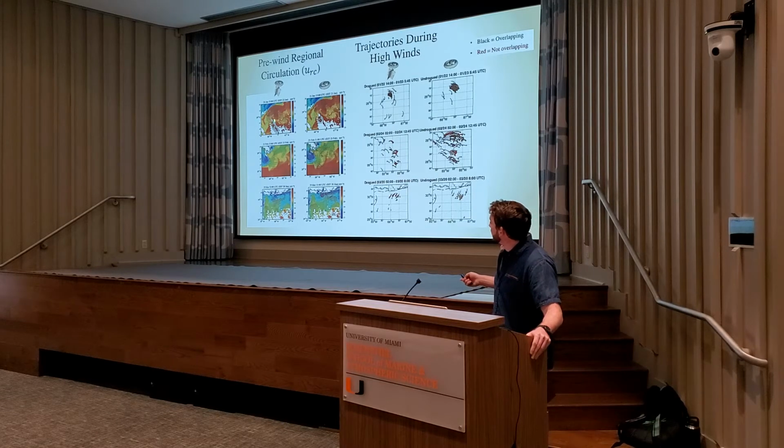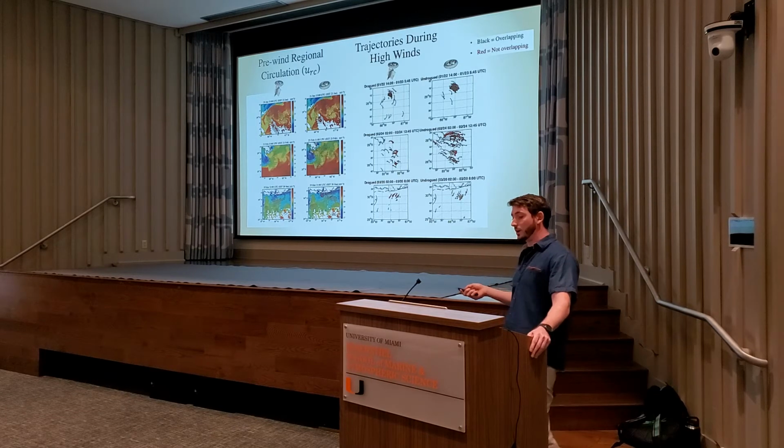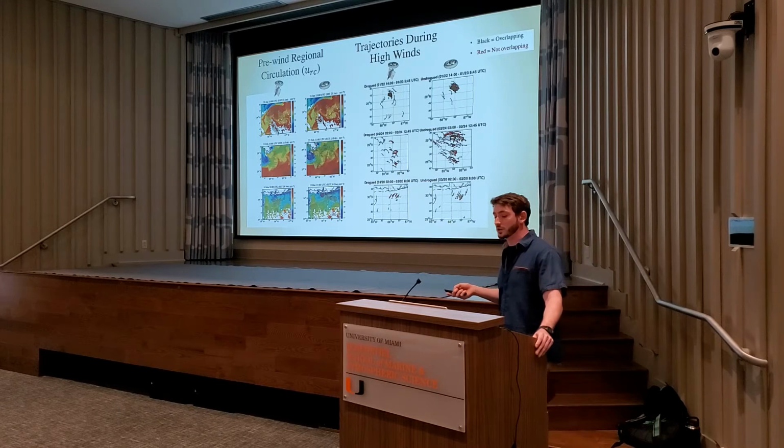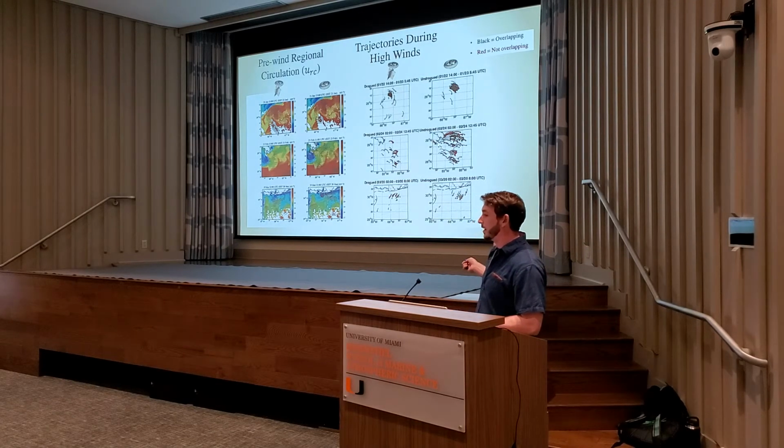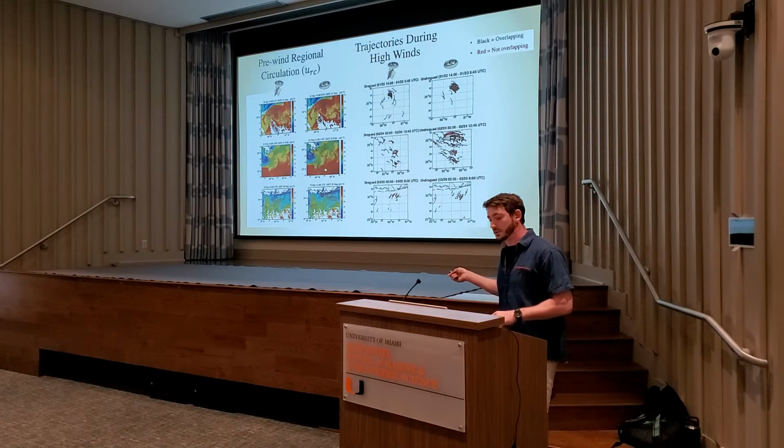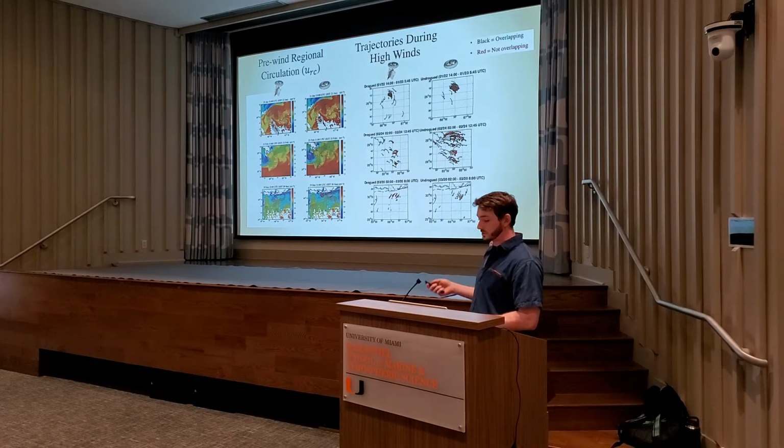So the drifters travel, we capture them before the high wind event, and then they blow back through the domain, being predominantly wind driven during the high wind event. And some of the data overlaps, which I'm showing here in these black trajectories, and some of it doesn't, which I'm showing here in red. So for the rest of the talk, I'm only going to talk about the velocity deconstruction, where we have overlapping data between drifter trajectories during the high wind events and observations of the pre-wind regional circulation.